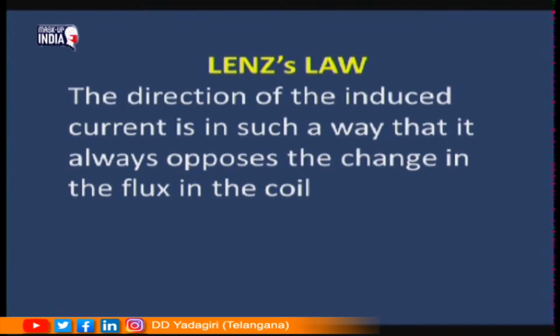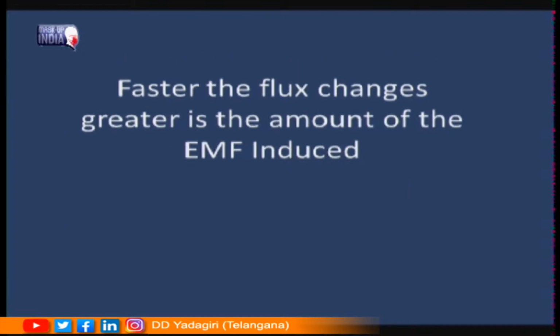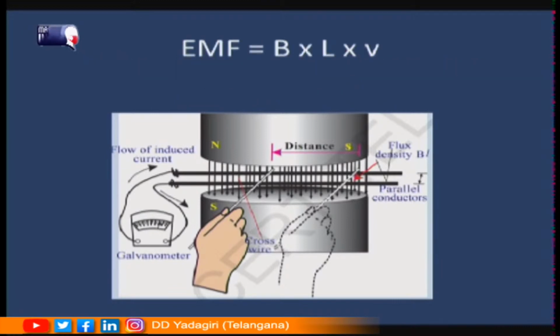The direction of induced current is in such a way that it always opposes the change in the flux in the coil. We discussed Faraday's law of electromagnetic induction, which says the induced EMF is directly proportional to the rate of change in magnetic flux linked with the coil. Faster the flux changes, greater is the amount of EMF induced. So, the amount of EMF induced in a wire is given by BLV.